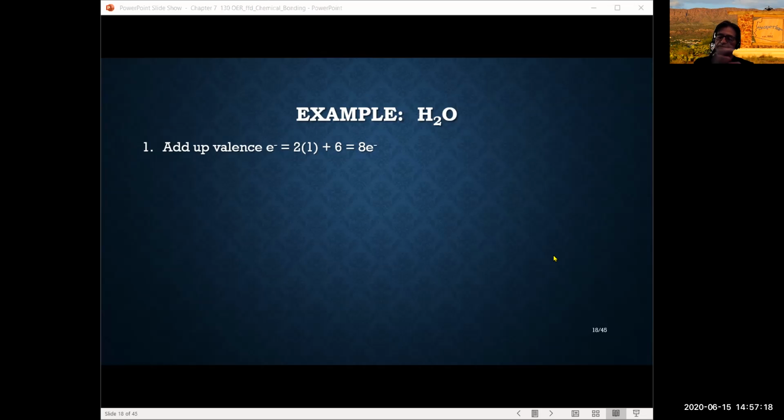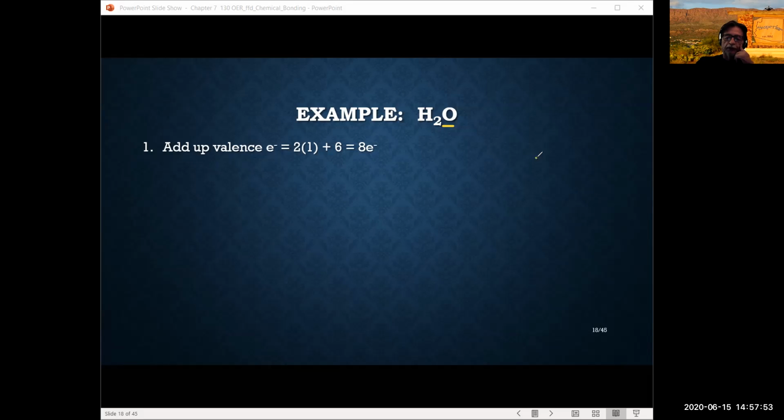Hydrogen has 1 valence electron, but there's 2 hydrogens, so it's 2 times 1. Okay. Oxygen is in group 6, so it has 6 valence electrons. So in total, we have 8 valence electrons to work with. Oxygen is the central atom, and unfortunately I didn't draw it here. Okay, so we have oxygen as the central atom.